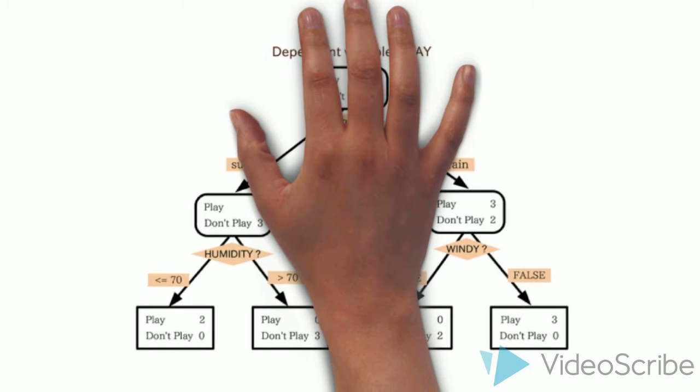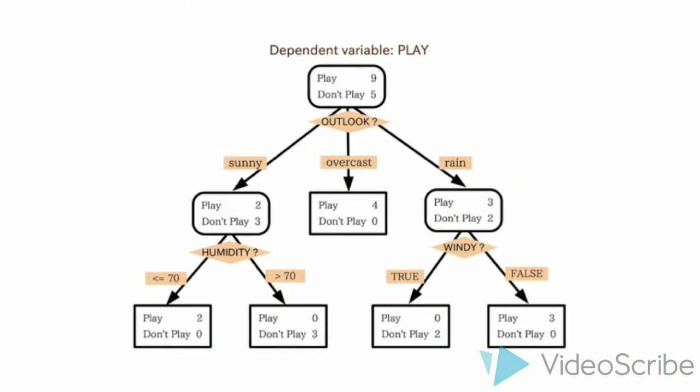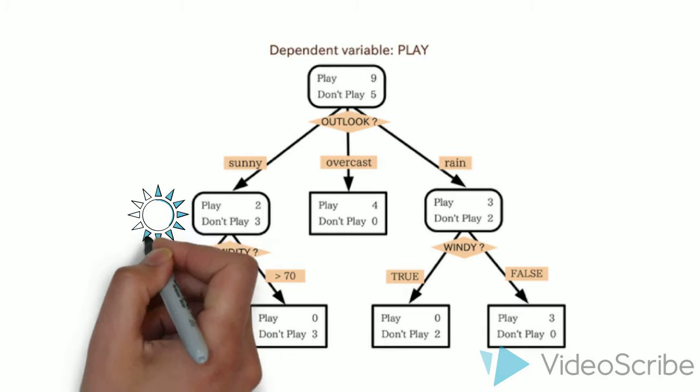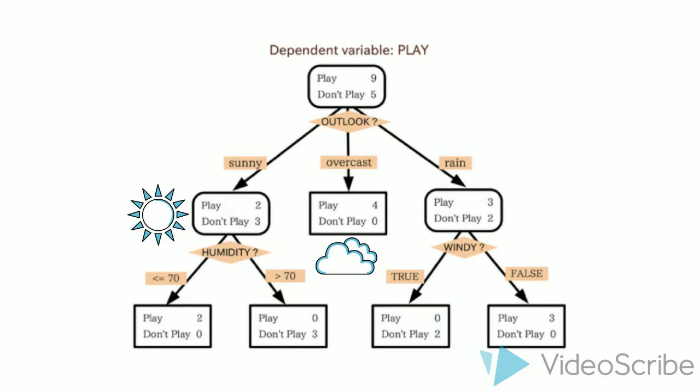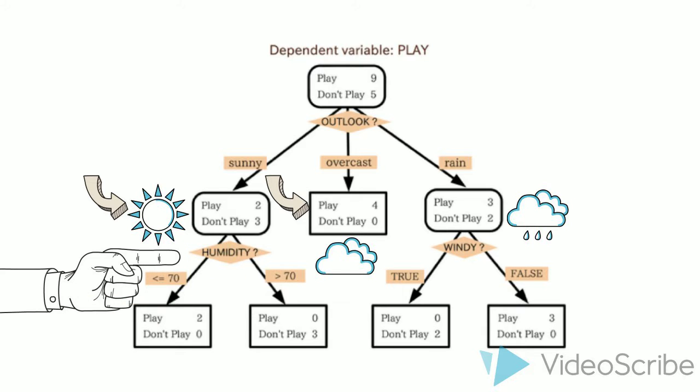Suppose we want to predict whether or not to play football based on the weather. Well, first we ask the question, what is the outlook for the day? Either it's sunny, overcast, or rainy. If it is overcast, then we have 4 out of 4 games played, so we can predict that we should play. But if it is sunny, we have just 3 out of 5 games played, and so we can further partition the data to help our prediction. Now if we ask what the humidity is going to be, we can see that if humidity is greater than 70, none of the games are played.